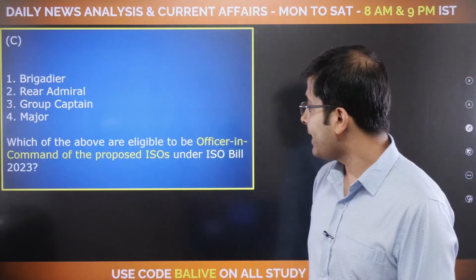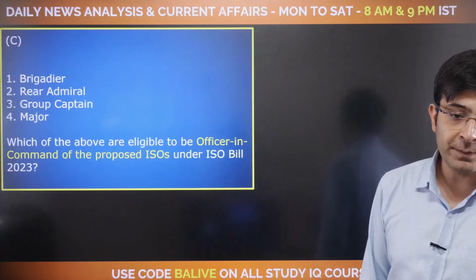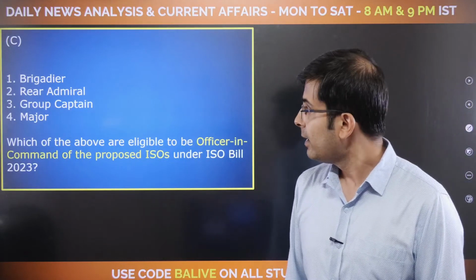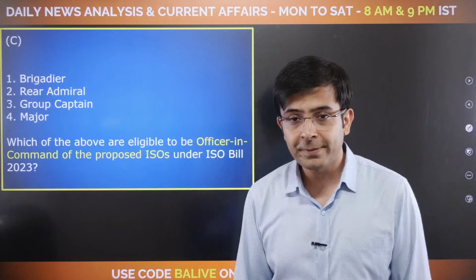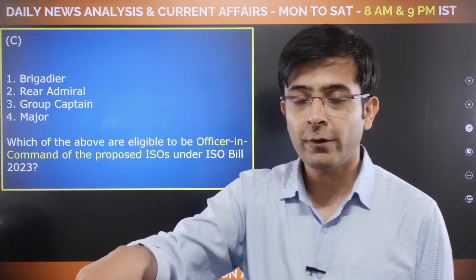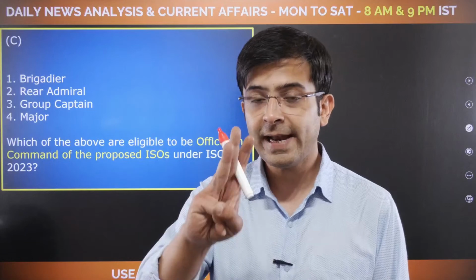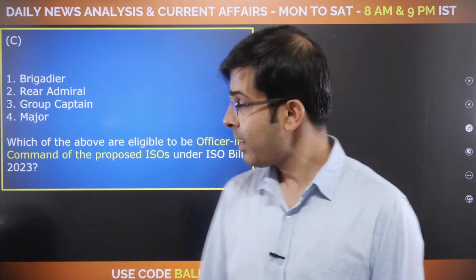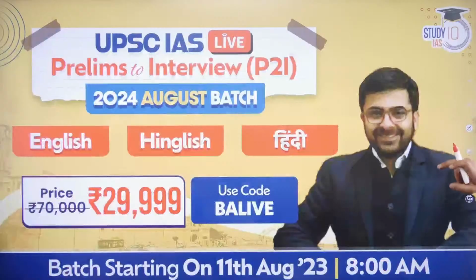Which of the above are eligible to be officer in command of the proposed inter-services organization under this bill? Brigadier, Rear Admiral, Group Captain or Major. Who becomes that boss under whom you have all the officers who work? You know, 3 ranks I have told you in the slide. Go and identify them. Make sure that you know about them. So that completes the first topic.